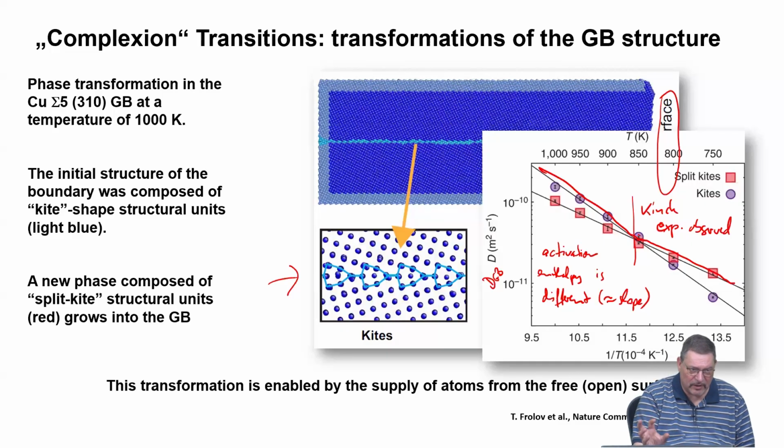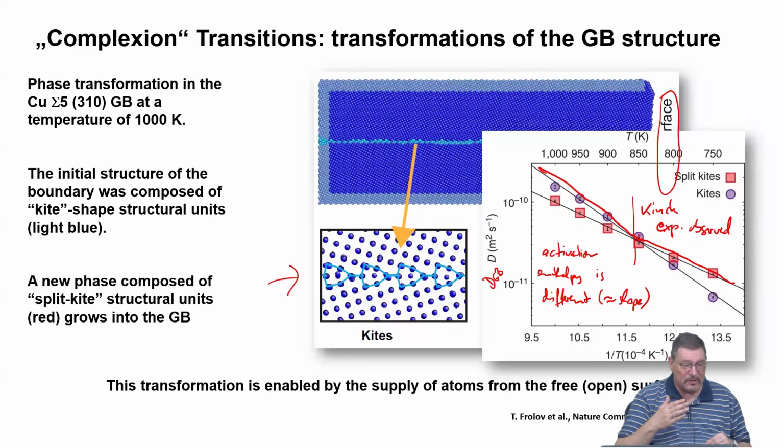And what you would get in general is when you have a transformation occurring, you can always describe it as a front running through the system, right? So here it would basically go from, let's say, the split kite configuration would move along the boundary and would transform the kite transformation that has been present earlier.